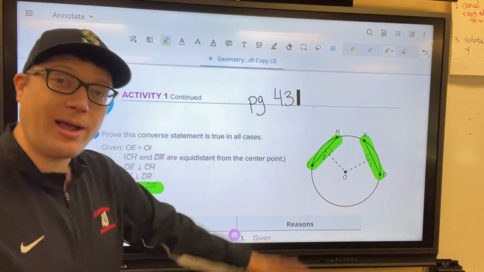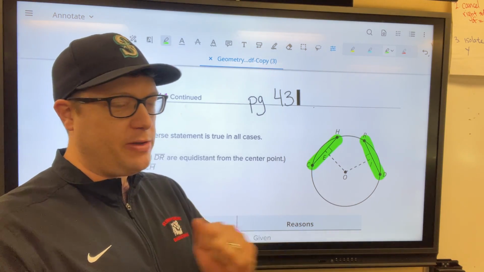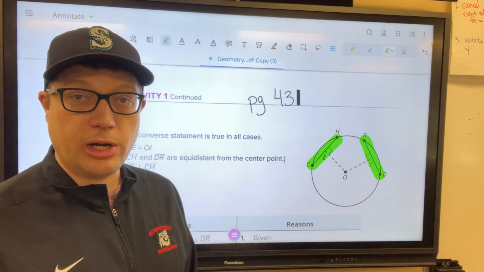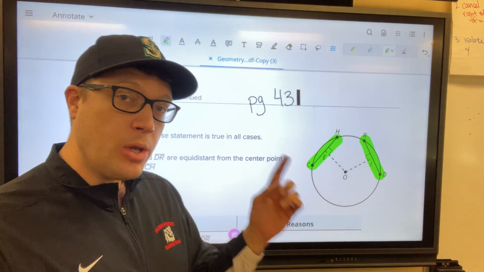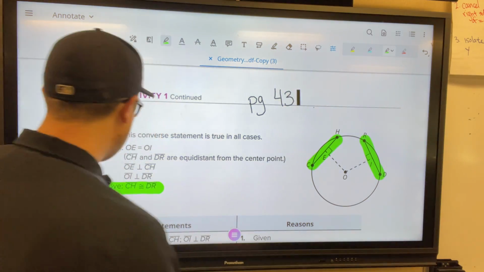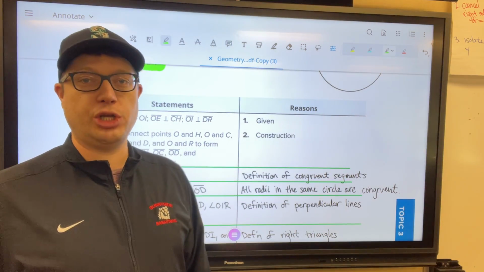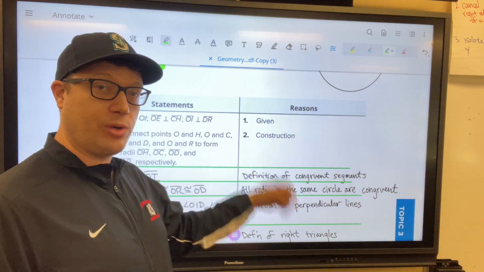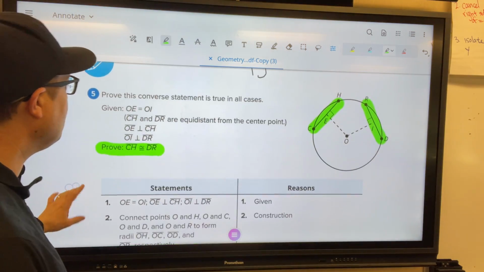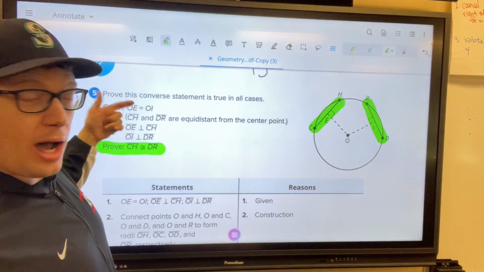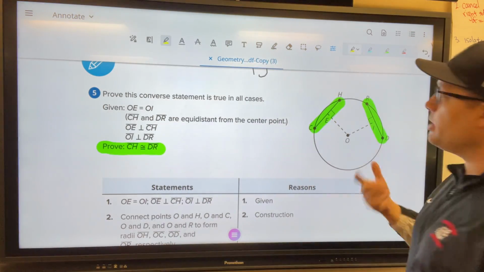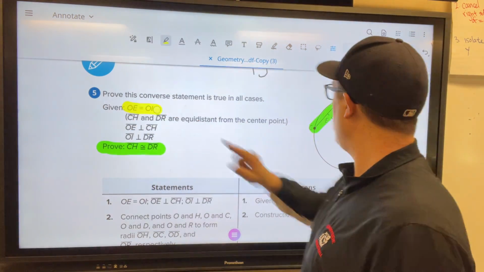We gotta get there though, we gotta get to that point. If you flick back to the previous page, you'll see a lot of similarities between what was done on page 430 with what we're doing on page 431. Okay, let's start off with the fact that the given information goes in the statements and reasons. So they're telling us that OE and OI are equal. We should probably at least highlight OE and OI.